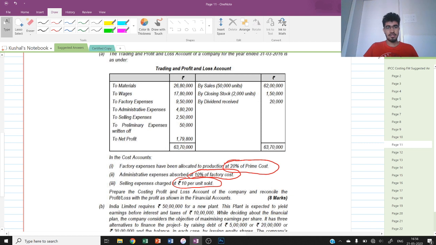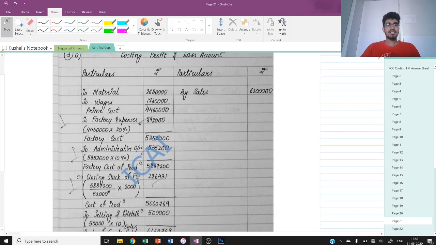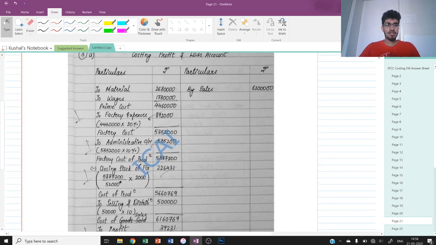You simply have to prepare the costing P&L account and reconcile the actual profit shown in the financials as compared to the profits shown in the costing profit and loss account. I'll quickly show you the certified copy. See, costing P&L account is nothing but all the costs which are absorbed.